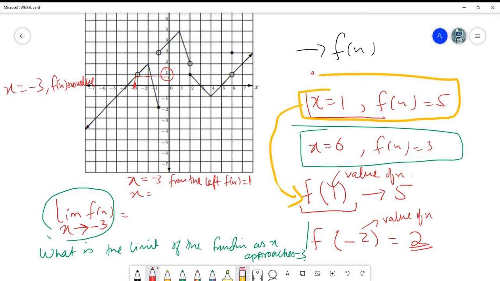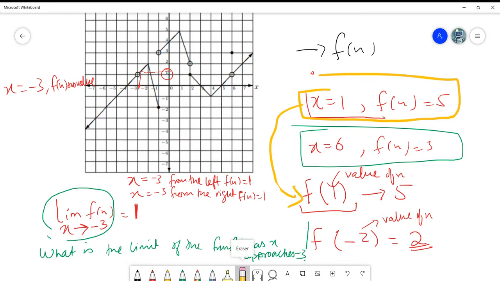Similarly, we'll look at a value which is very close to negative 3, but from the right. So when x approaches negative 3 from the right, the value of f of x is still 1, which makes us believe that the limit as x approaches negative 3 is 1 for this function.